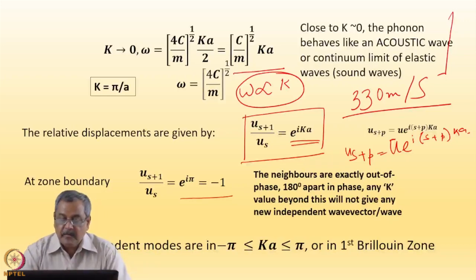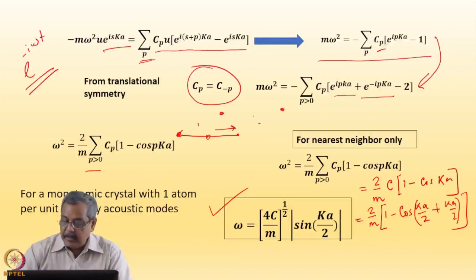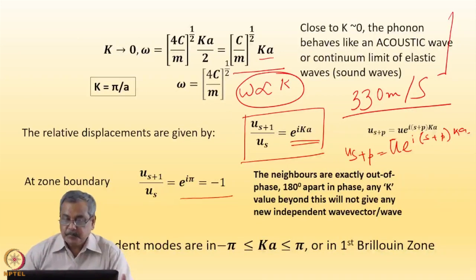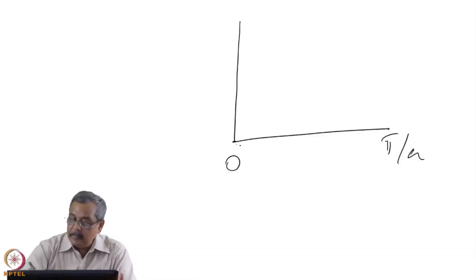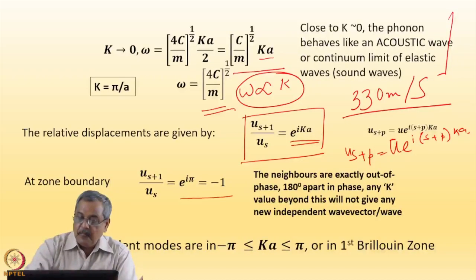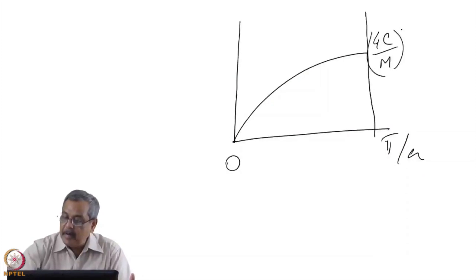Here, for the solution for a monatomic lattice, I showed that as k goes to 0, omega was proportional to k, which was acoustic. But now when k equal to pi by a, the frequency is given by, here you can see I had written sin ka by 2. When k equal to pi by a, it is sin pi by 2, which is 1, so omega is equal to 4c by m to the power half. So for a monatomic case, let me plot 0 to pi by a. This is the phonon dispersion curve. Here it is 4c by m to the power half, and here it is 0. For the simple case, it is a sinusoidal curve.